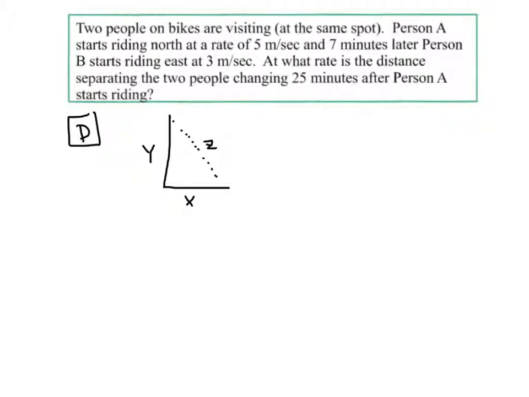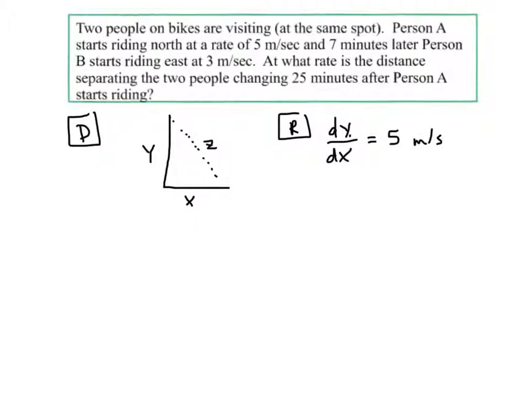Okay. Rates. Well, I know how Y is changing. And notice they're both going to be positive rates here because they're riding away, so both lengths, Y and X, are getting bigger. Has nothing to do with the direction they're going, as sometimes people think, well, if they're going south, it must be negative. No, it really has to do with just, is the length getting longer? So dy/dt is 5 meters per second.